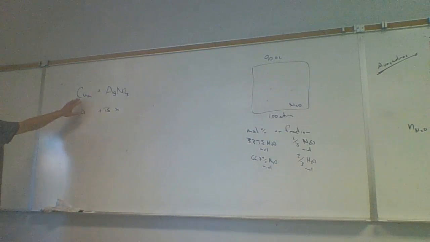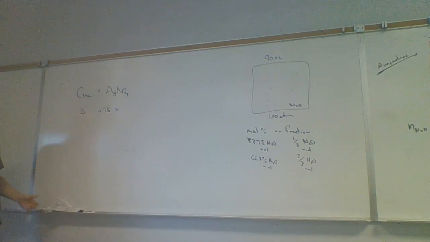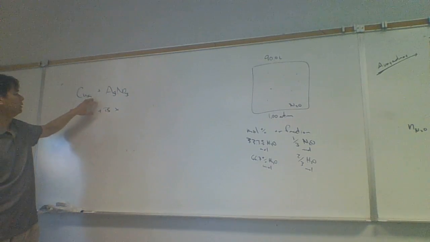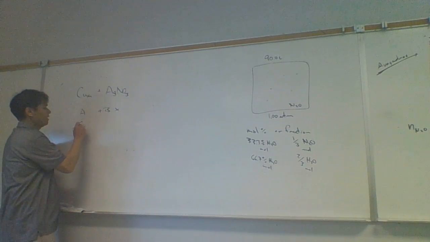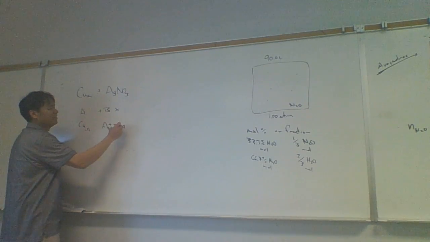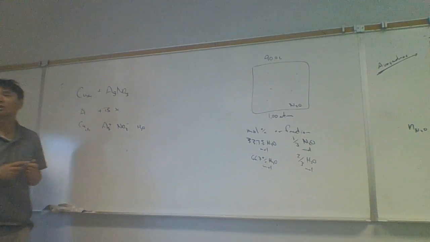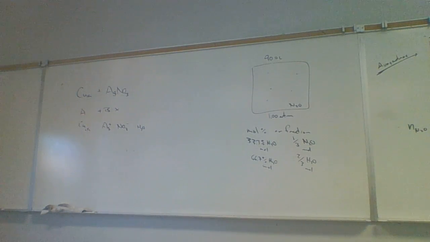What's the strongest reducing agent present? Well, as far as reducing agents go, I would look at the species I have. This is what I do mentally. Copper, I'd have silver ions, I'd have nitrate, and I'd have water. So I do a quick mental inventory of what I have. What's the best reducing agent out of these four?